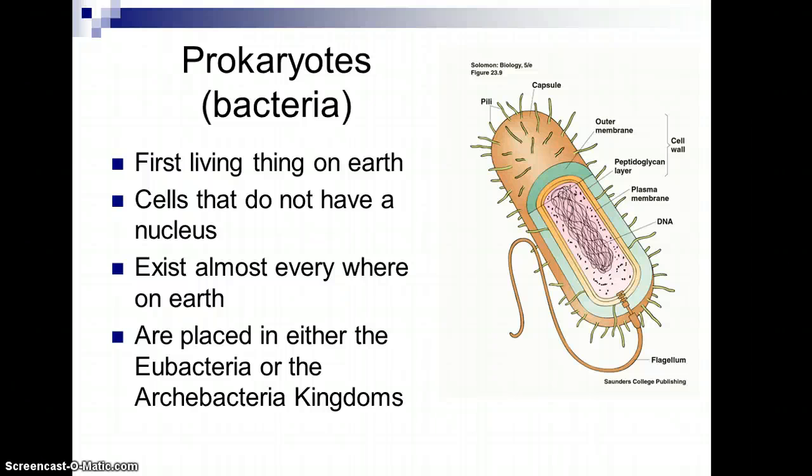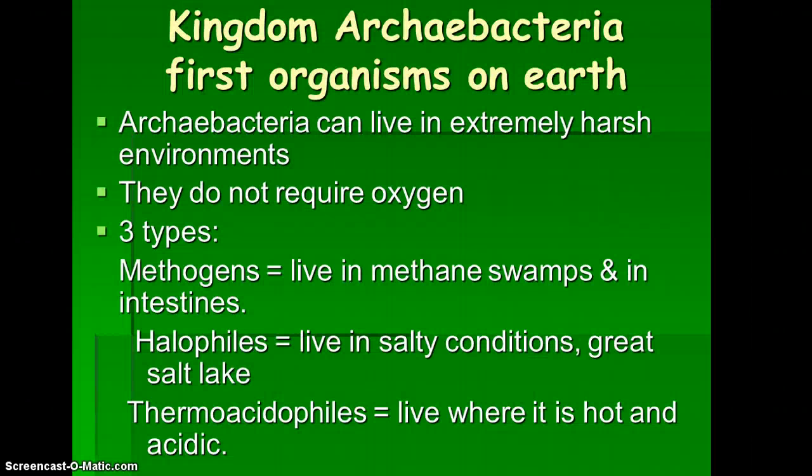If you remember, bacteria are prokaryotes. They do not have a nucleus. They do not have a spot for the DNA, so the DNA just floats around everywhere. Again, they are the first living thing on Earth. They can exist almost everywhere on our planet, and they're placed in one of two kingdoms, either the eubacteria or the archaebacteria. And we're going to talk about the archaebacteria first.